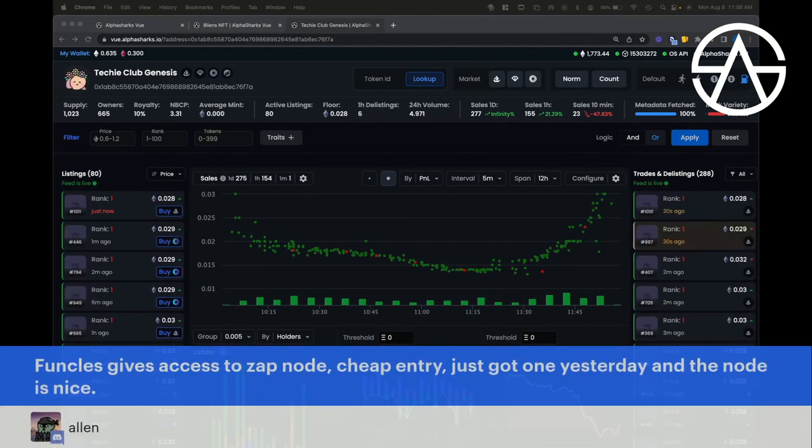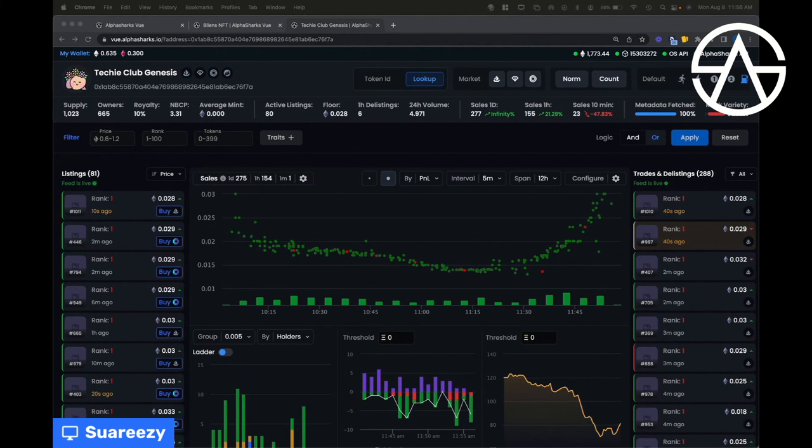Alan, Funkle gives access to Zap node, cheap entry, just got one yesterday and the node is nice. Yep, there you go. Cool, got it. Yeah, 0.01 entry is not bad for a node, if you're looking, and Zapnode is a pretty decent one from what I've seen or used.